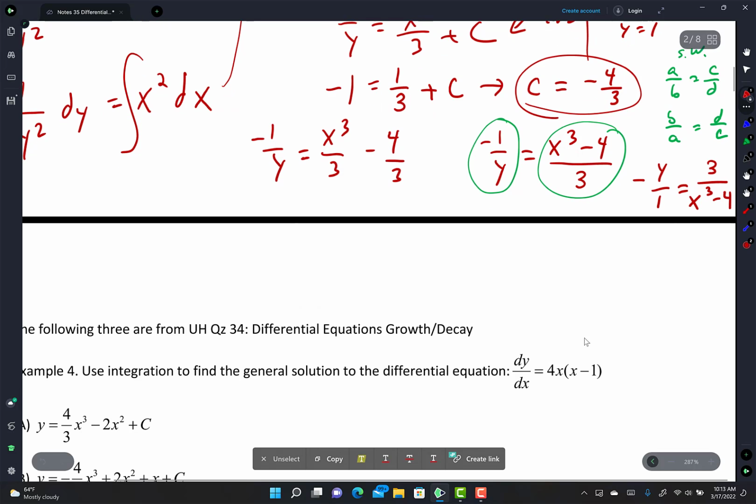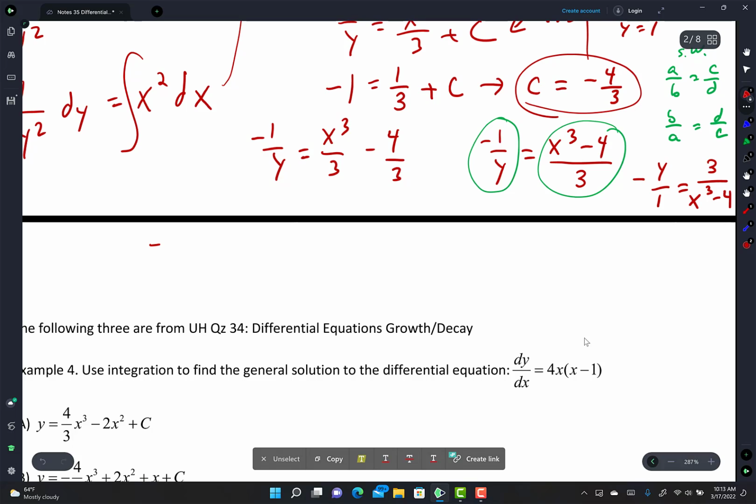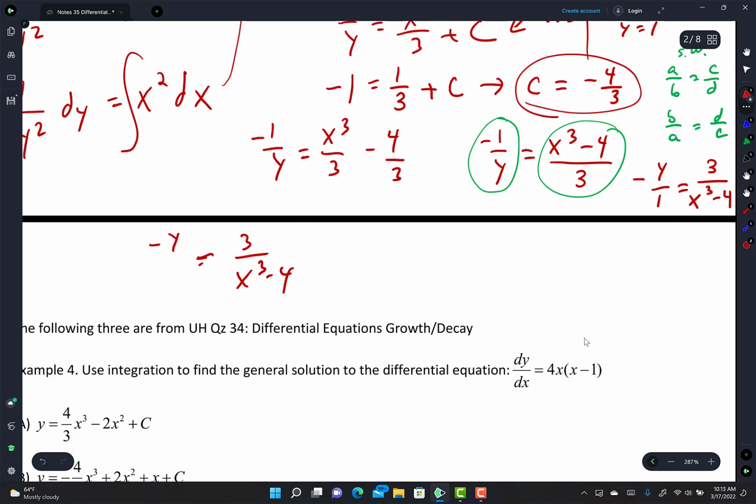So I'm going to write it on top of here. I ran out of space. I'm sorry, guys. So I'm going to write it negative y over 1. Well, you know what? I'm going to remove that 1 there. Equals 3 over x cubed minus 4. All I got to do is, I want a positive y. So all I got to do is what? Yeah, either divide by negative 1 or multiply by negative 1. It doesn't matter. y equals, negative in the front, 3 over x cubed minus 4.